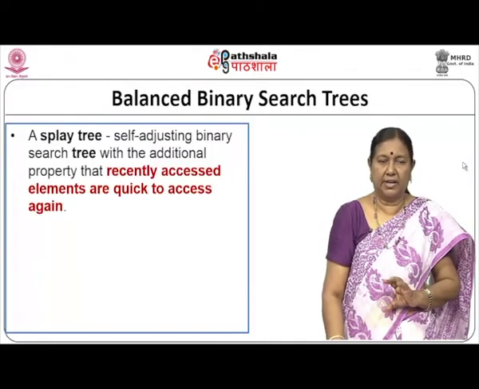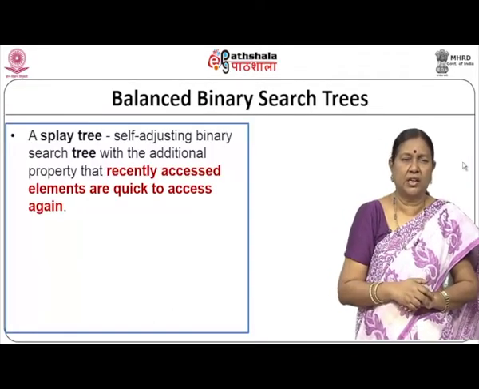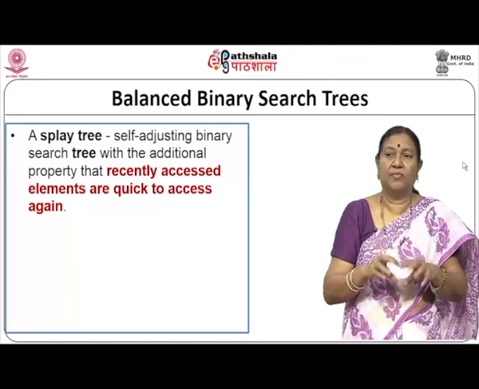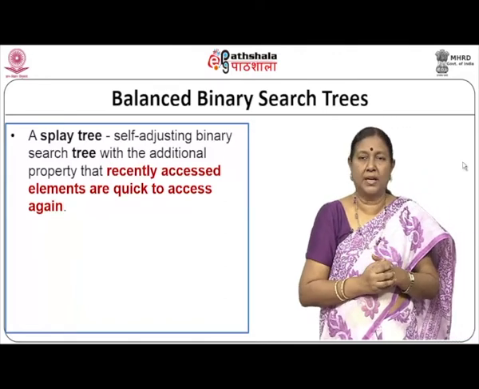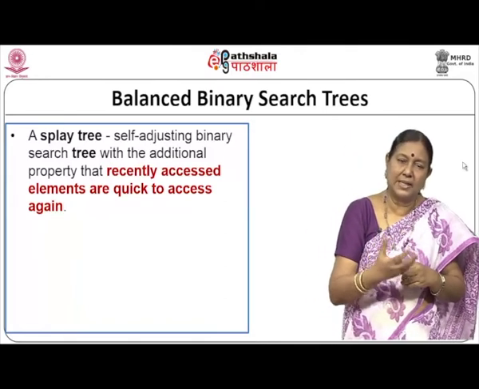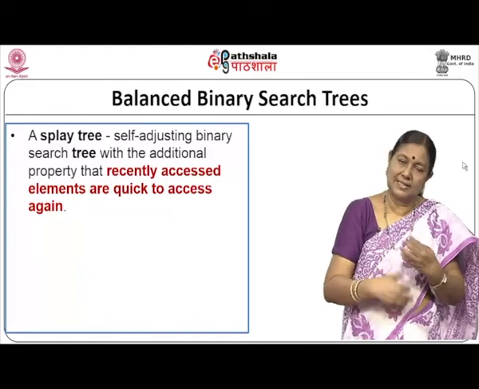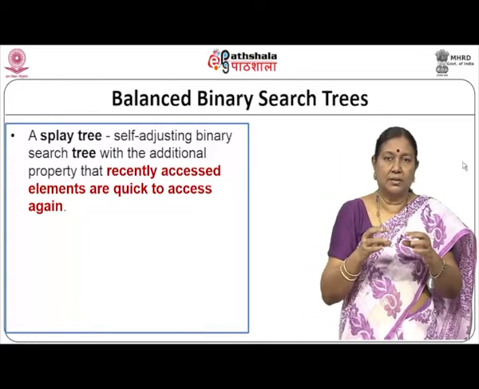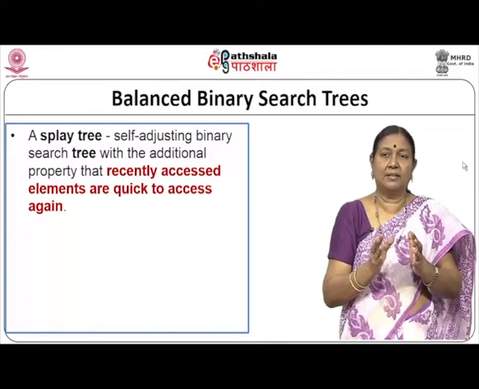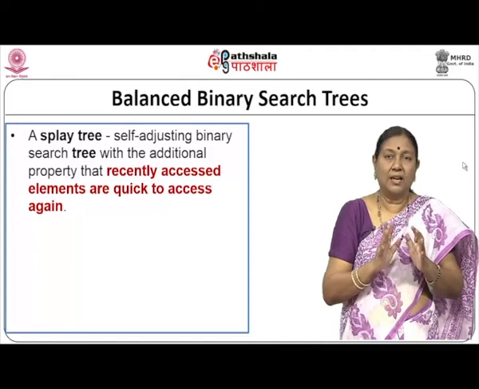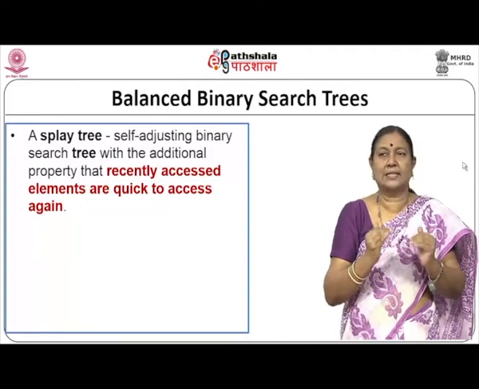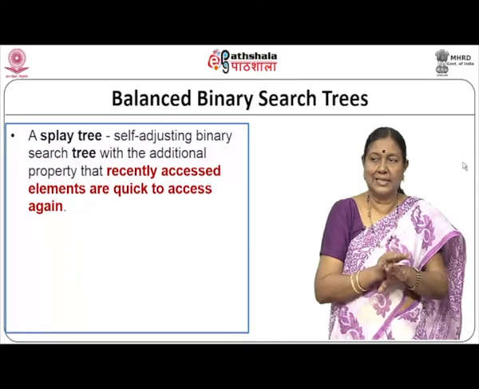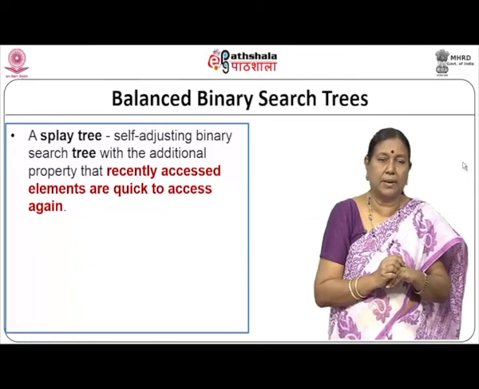Then we have the splay tree. This is a self adjusting binary search tree with the additional property that recently accessed nodes will be quicker to access. It is a very important property, because what has been accessed recently will be the one that will be accessed again, especially in a database situation. So, this tree does self adjusting balancing, and it also ensures that the recently accessed elements of the tree are quick to access compared to other elements. We will see this. This is an interesting tree which is called the splay tree.